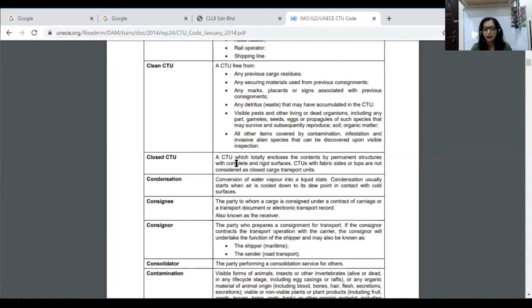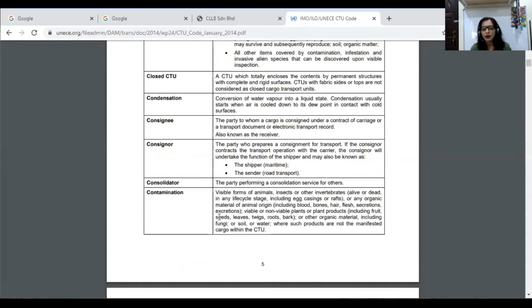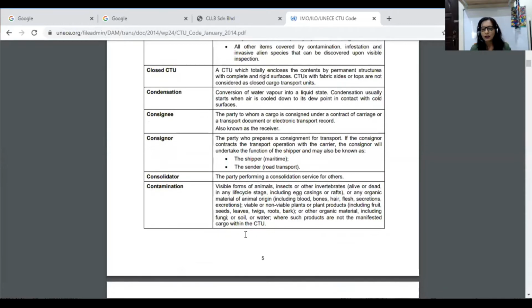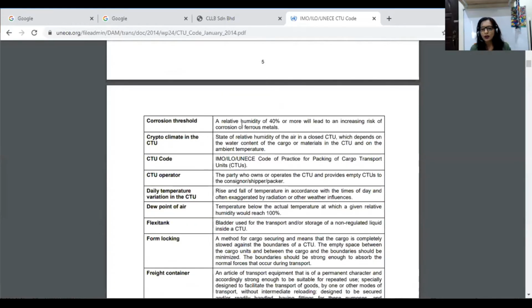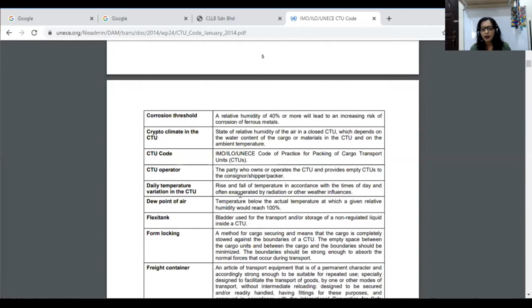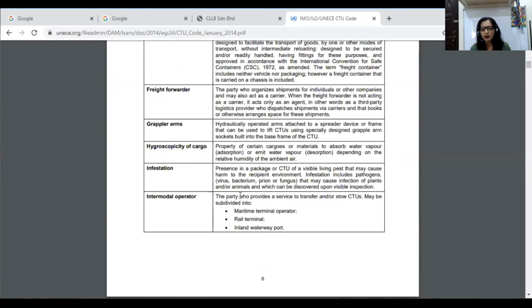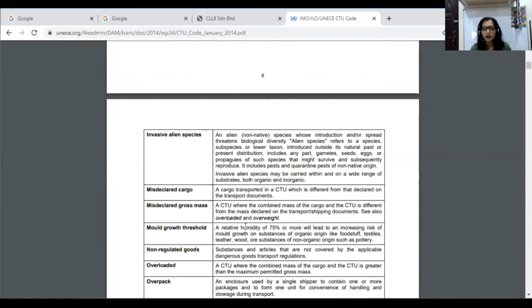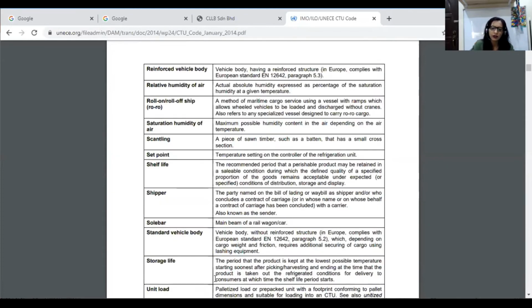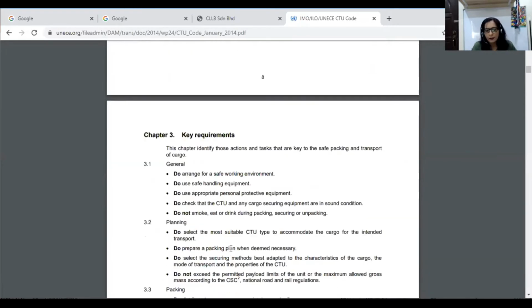And then they explain what a consignee and consignor are, what a consolidator does, what contamination means, what corrosion thresholds are, and then this is cryptoclimate in a CTU because of humidity. And it goes on to describe, and this is free, so you can download this and keep it for yourself.